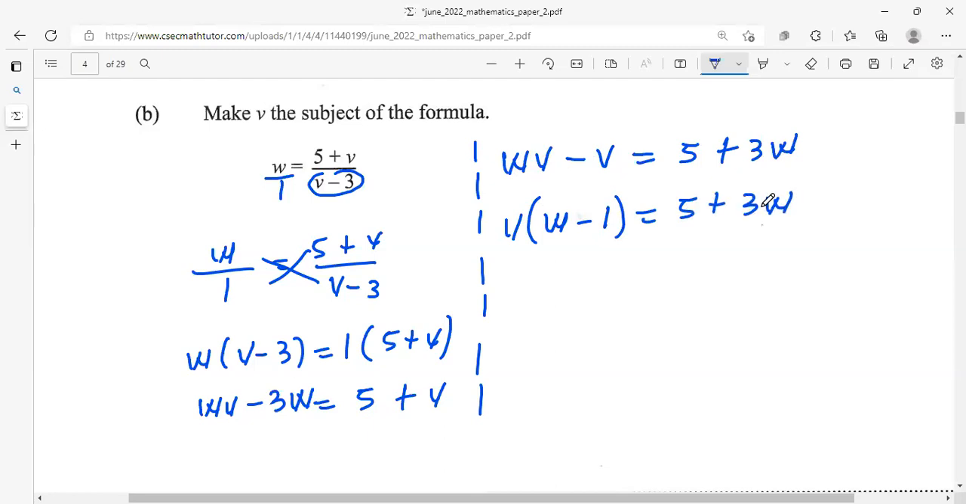All right. Now, remember that I want to make V the subject, right? V the what? Subject. So that means I have to get rid of this bracket here. So I'll say V is equal to 5 plus 3W. This one here is multiplying, so you must use it to divide. Multiply is what? Divide, right? So the denominator is W minus 1. And that is it. That's your final answer.